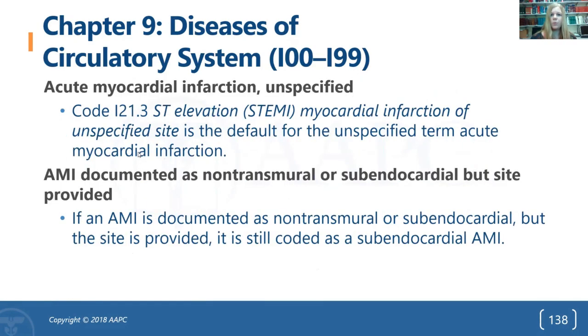The code I21.3, or STEMI myocardial infarction of unspecified site, is the default code for the unspecified term of acute myocardial infarction. If an acute myocardial infarction is documented as non-transmural or subendocardial, but the site is provided in the documentation, it is still coded as the subendocardial AMI.